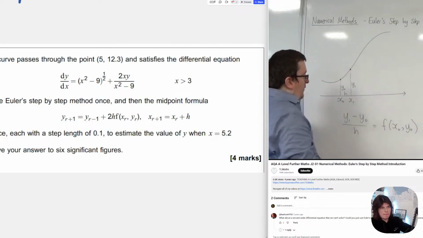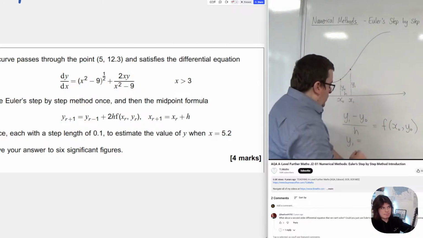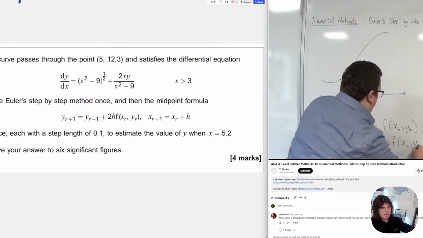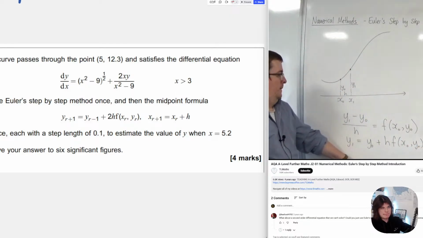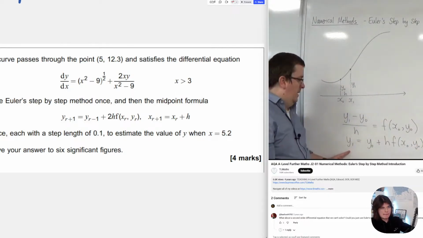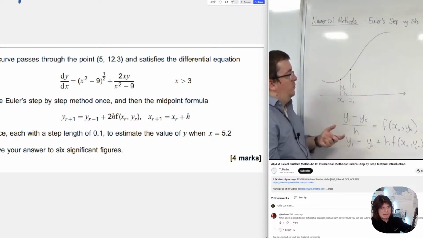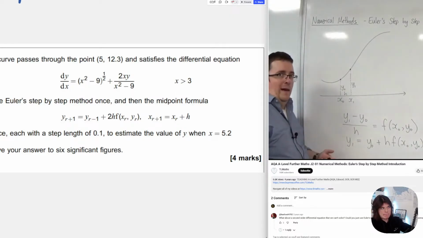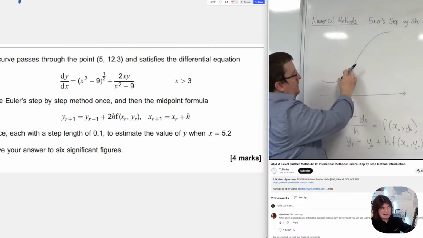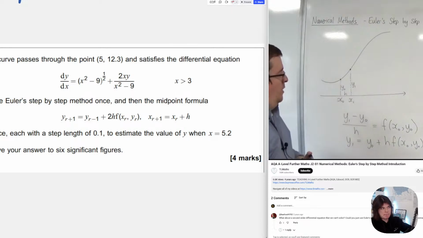Multiplying through by h and adding y0 to both sides, I can write y1 is equal to y0 plus h times f of x0, y0. And so here, I can get the next coordinate up. And of course, this is all dependent on how small h is. That will give a better approximation. And of course, making sure that the curve is reasonably smooth as well will allow that to work.